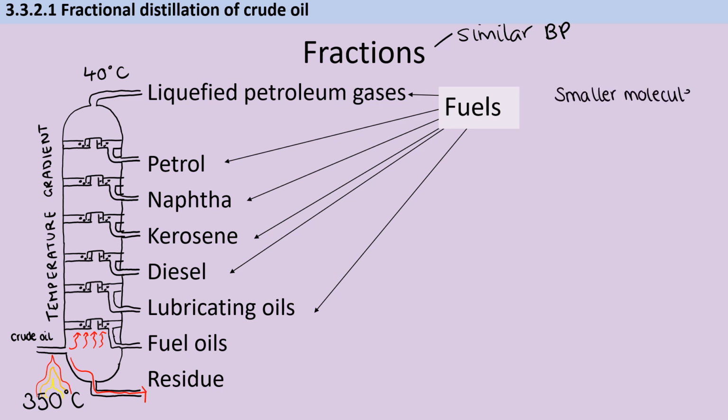So the molecules that are being collected at the very top are the smallest molecules. They have the lowest boiling points. They have low viscosity, so low stickiness. And they're also highly flammable, so they make the very best fuels.